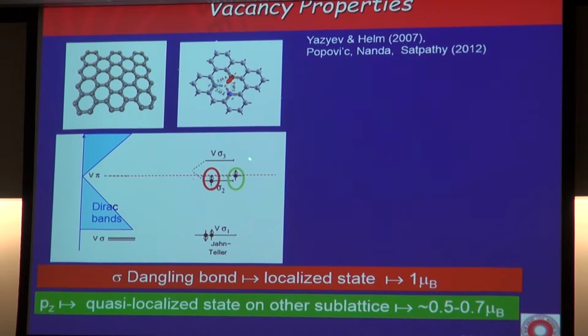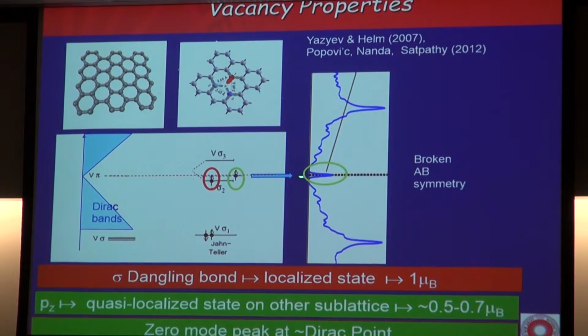Now the quasi-bound state is a little bit spread out. It fits in the pi band, and typically it has a moment of between 0.5 and 0.7 Bohr magnetons. Now the pi state here gives you a strong peak at the Dirac point, and this is a zero-mode peak, and it's a consequence of the broken sublattice symmetry. Now, when you break the sublattice symmetry more by adding charge, this peak is going to very fast move down into the negative energy sector. So this is what happens when you pluck out a carbon atom.